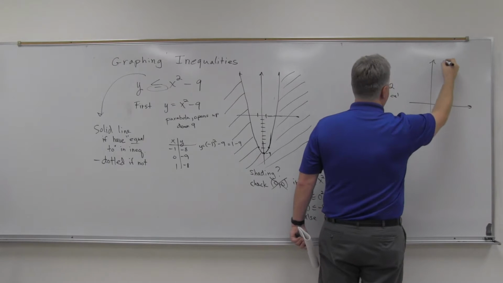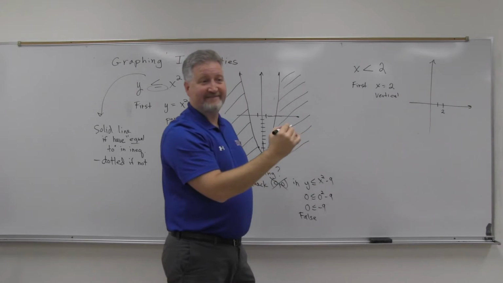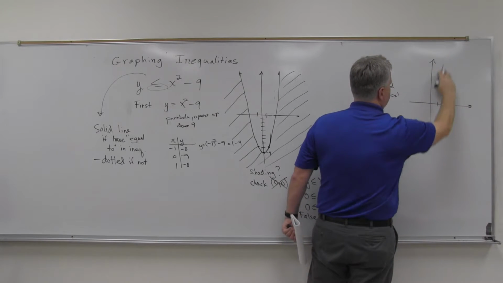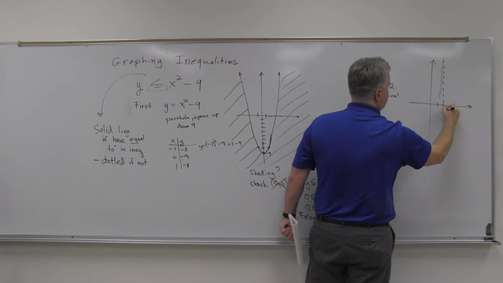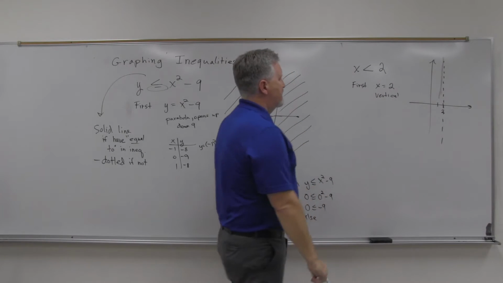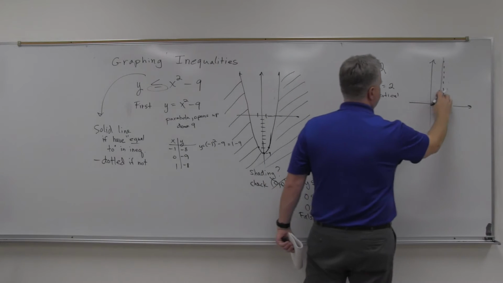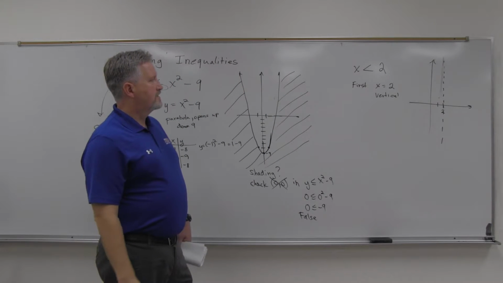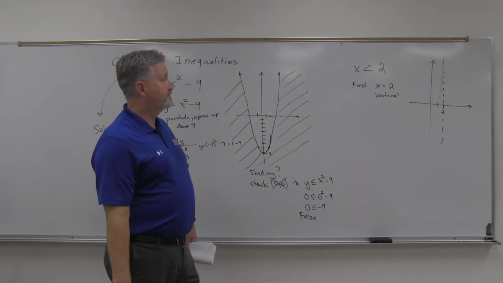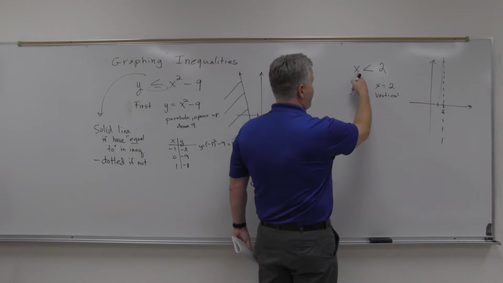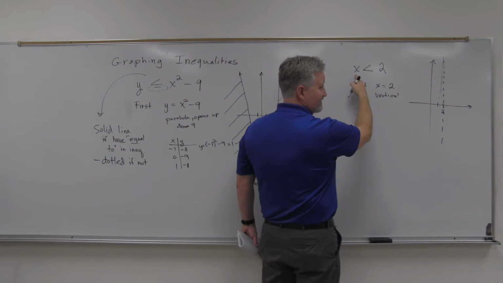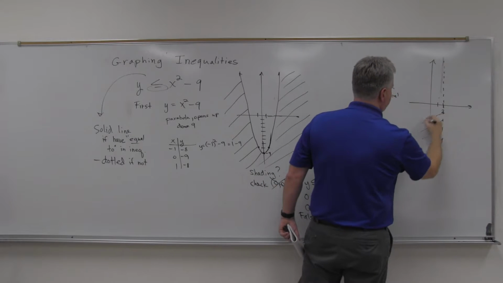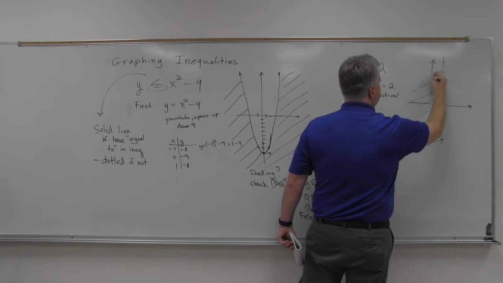Now, dotted or solid? Dotted. You don't have the equal to part, so it's dotted. Zero, zero, would it work? Yes. For 0, 0, all we have is x is 0, so 0 is less than 2. So yeah, 0, 0 does work, so it would be this side of that line.